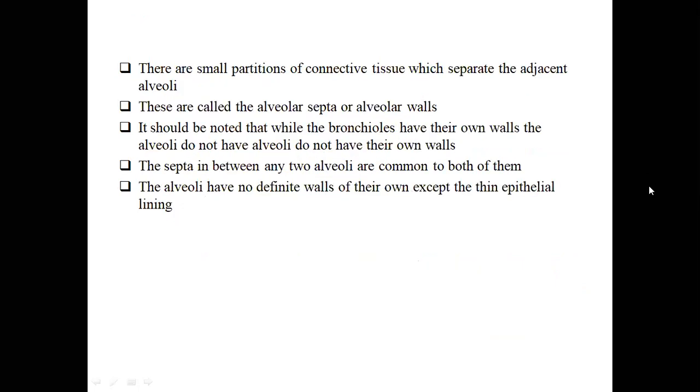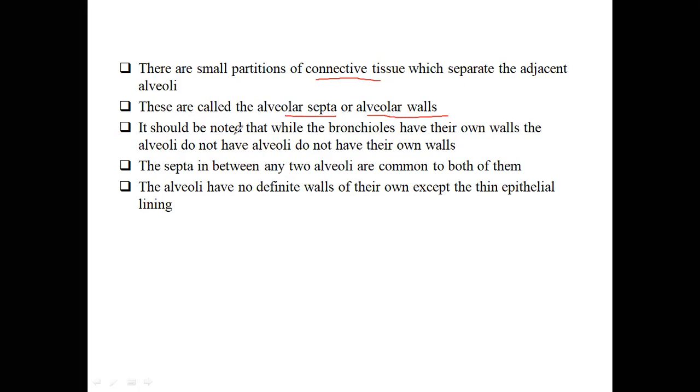So there are small partitions of connective tissue which separate the adjacent alveoli. As we saw in the diagram, there are so many alveoli present. So how are they separated? They are separated with the help of connective tissue. Alveoli are separated by connective tissue. These are called the alveolar septa or alveolar walls.